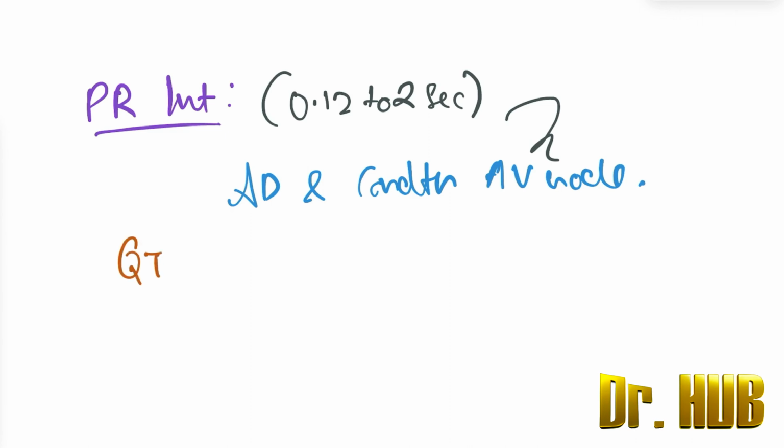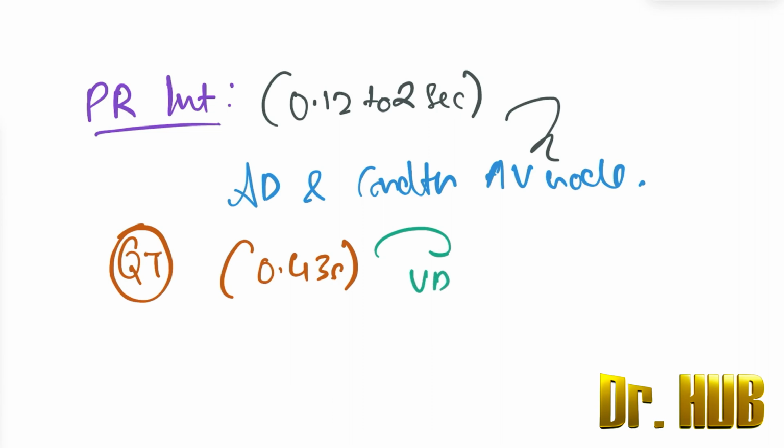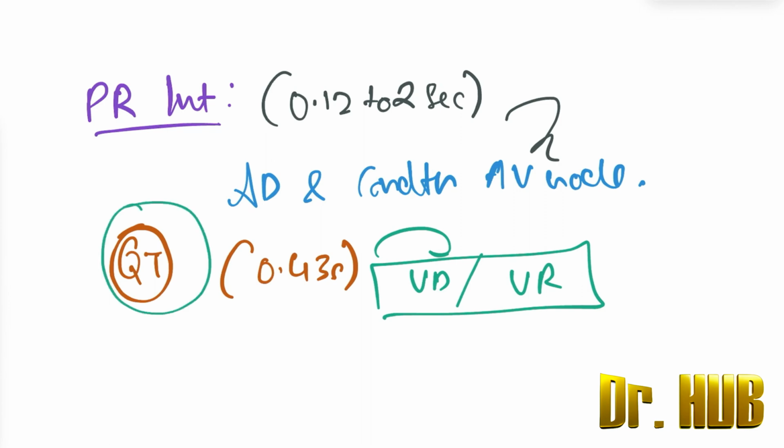Next, we are looking at the QT interval. The QT interval goes up to 0.43 seconds. What does this indicate? Physiologically, it correlates to the ventricular depolarization as well as the ventricular repolarization. So VD and VR stand for the QT interval.